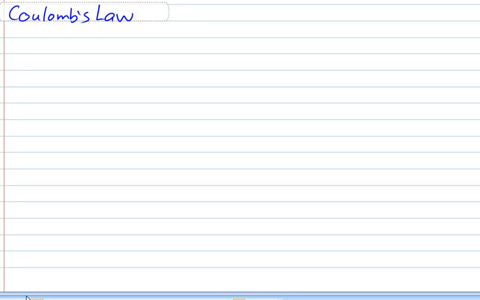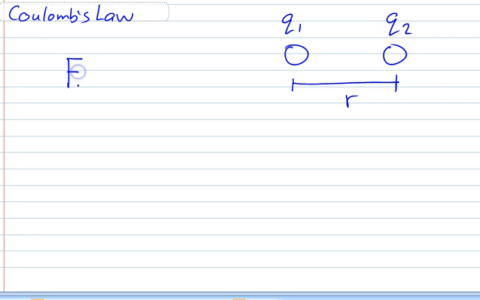Okay, welcome back everyone. In this video we're going to be looking at the electric force between charges, and this is known as Coulomb's law. So when we have two charges, Q1 and Q2, that are separated by a distance r, well, this might look a little bit familiar. The electric force, which I'm going to write with an F and a capital E for my subscript, is equal to the product of the two charges divided by the distance squared times a constant.